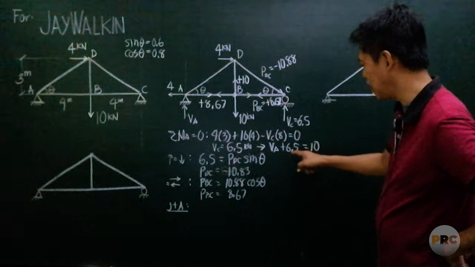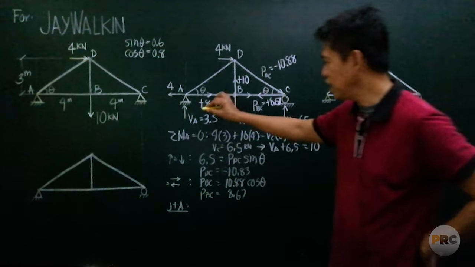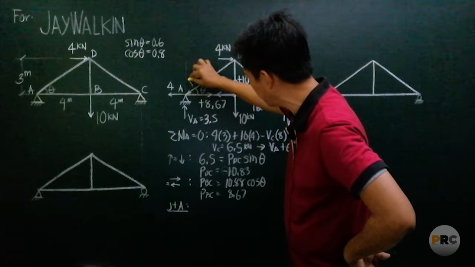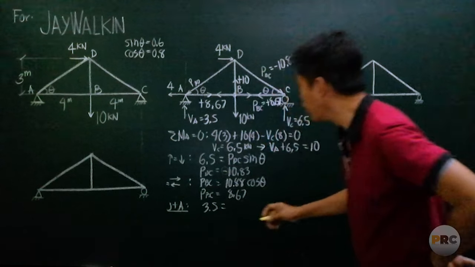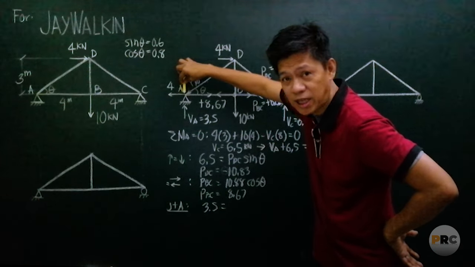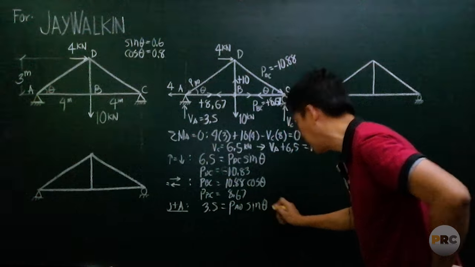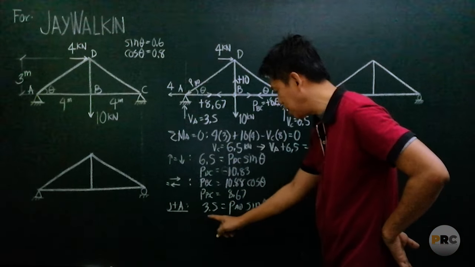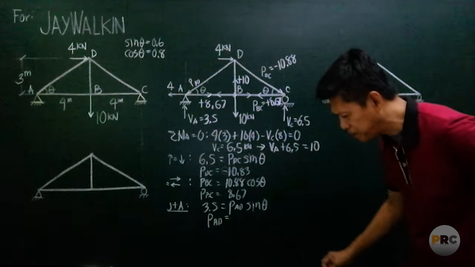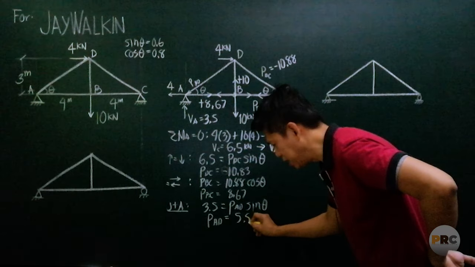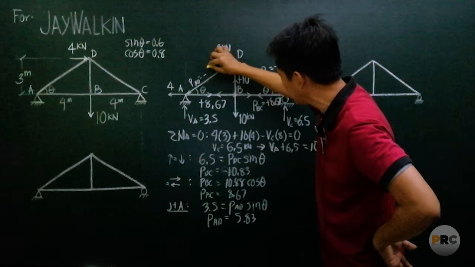So the vertical at A is 10 minus 6.5. This is 3.5. Now at joint A, force up equals force down. So this is the force in AD. So force up is 3.5. Force down is the vertical component of PAD. It's not adjacent to theta, so it's sine. So PAD sine of theta. Sine theta is 0.6, so PAD is 3.5 over 0.6. You'll get here, your PAD is equal to 5.83. And that is compression, so I will put here a negative 5.83.